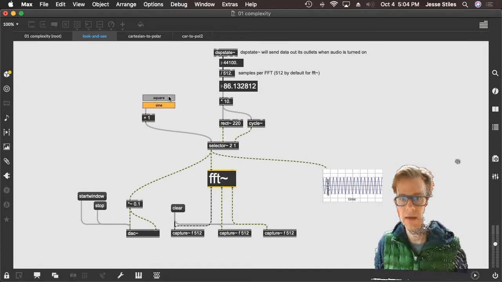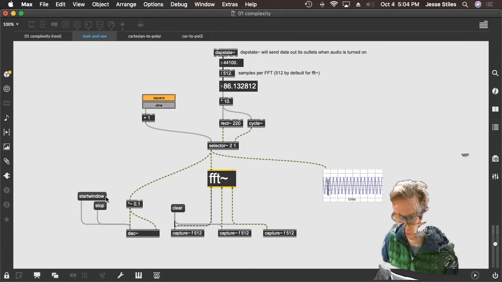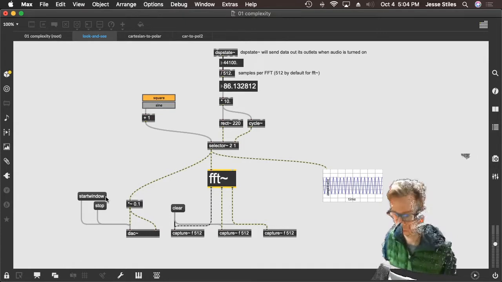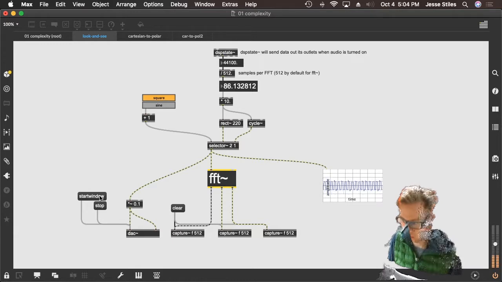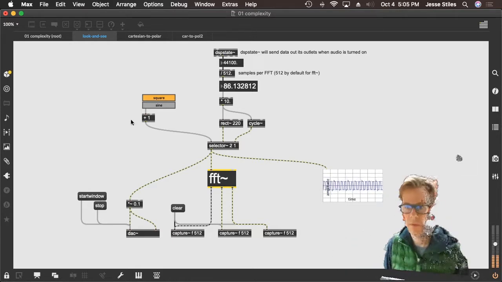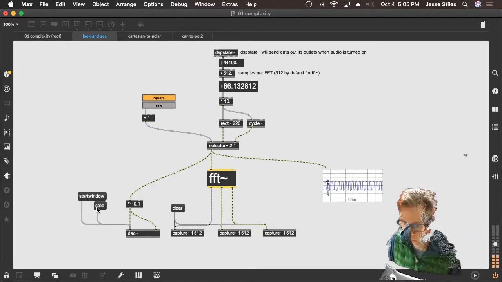All right, let's try it again. This time we're going to use the square wave. I'm going to wait for this motorcycle to drive down my street. Okay, and let's turn on audio. Same sound, but now it's a square wave.